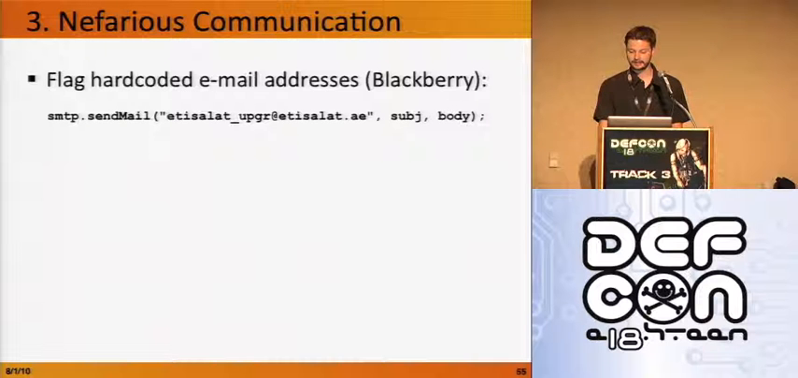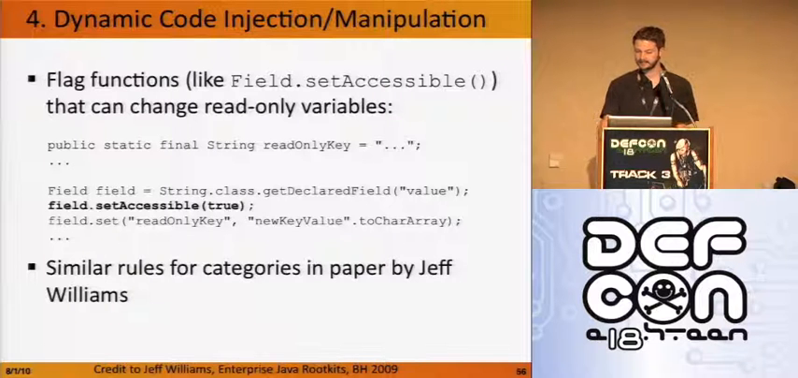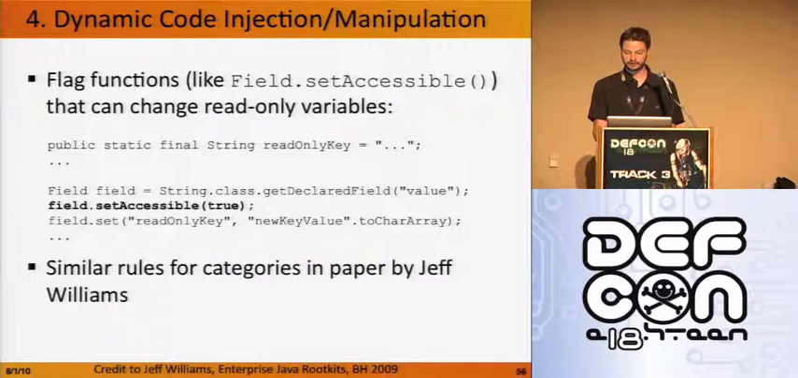We can also flag mailing APIs, for instance. We flag functions that change the read-only flag. So, for instance, the set accessible on a field class, we're going to flag that because you shouldn't use that in your application. We have similar rules for all the categories that are described in Jeff Williams' paper, but we broadened our view and we thought about more examples and how people do stuff. So we have rules for all these things.